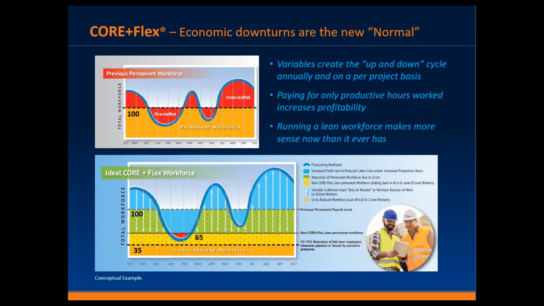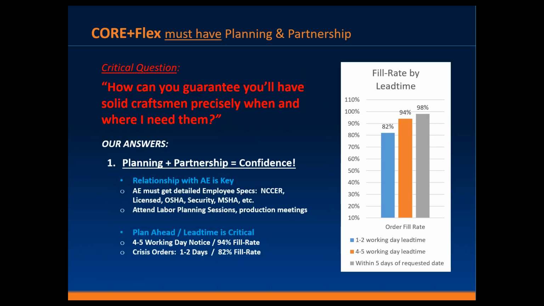Thanks, Frank. It's interesting because I'm getting the theme of a partnership here. So Ed, the obvious question is I'm now down to about 65 full-time workers. How can Tradesmen guarantee to have solid trades when I need them? Well, that is the question, right? Contractor works with us, they go with CORE+Flex, they reduce their core from 100 to 65, as you've said, and we better be able to deliver the quality and the number of individuals on an as-needed basis.